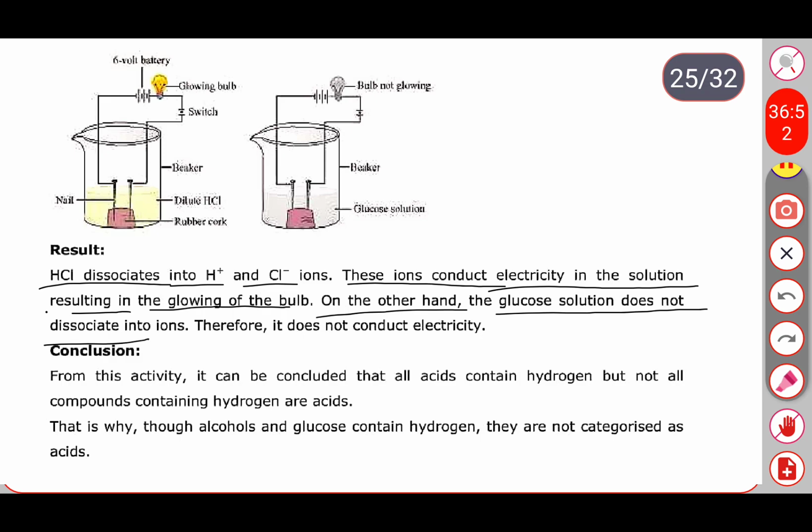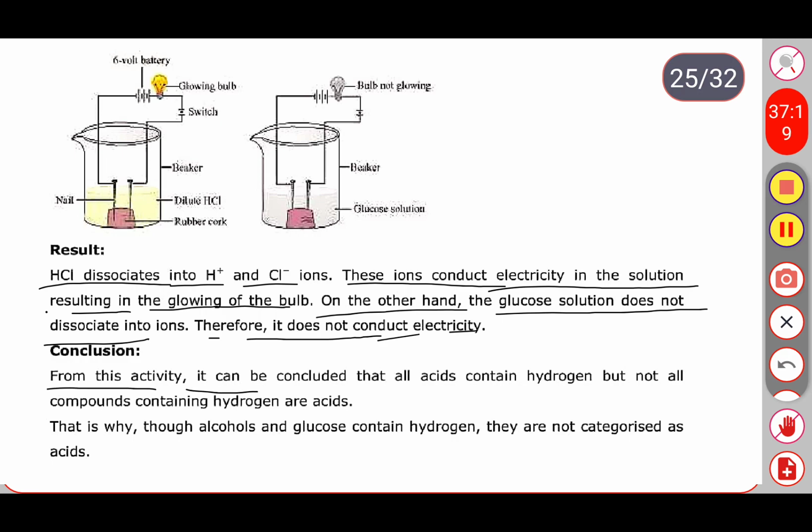So the final conclusion of the process is, from this activity it can be concluded that all acids contain hydrogen but not all compounds containing hydrogen are acids. That is why though alcohol and glucose contain hydrogen, they are not categorized as acids.